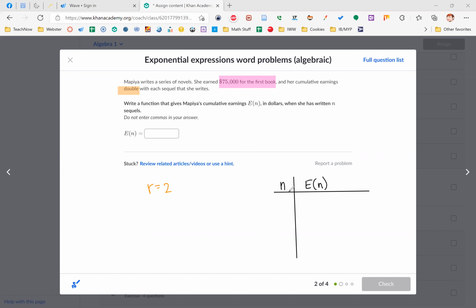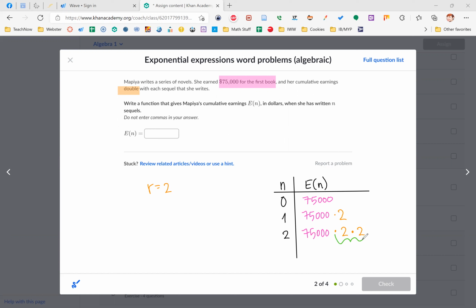I guess, because if she's written 0 sequels, she's just written the 1 book. So if she has only 1 book written, her earnings are 75,000. If she writes 1 sequel, then she has the original 75,000 times 2. If she writes another sequel, she has the original 75,000 plus the already once doubled, and then it gets doubled again. So again, we start to see the pattern.